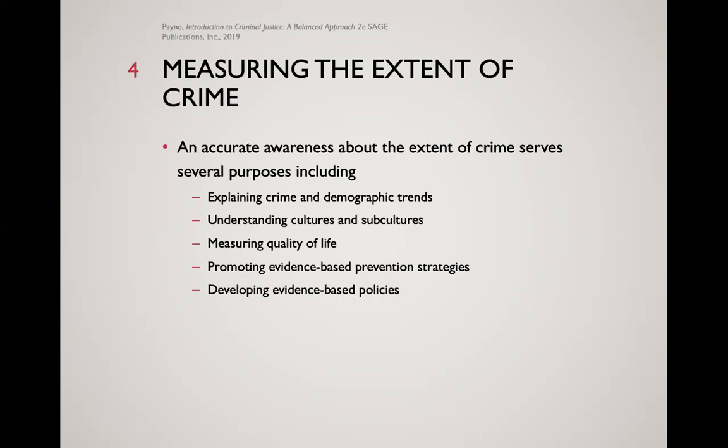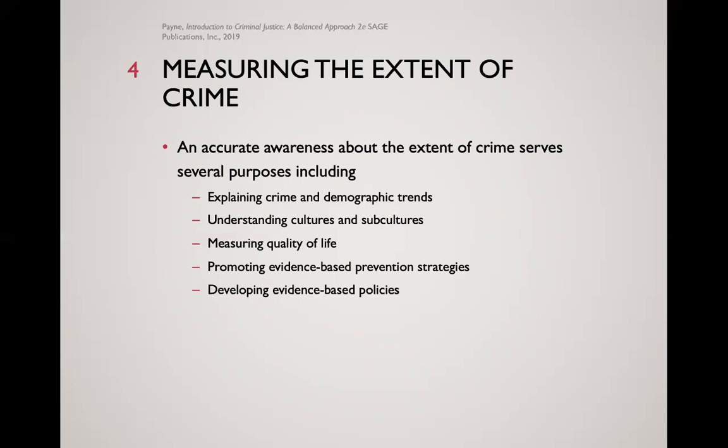The amount of crime in a neighborhood is the #1 correlate to how people interpret their quality of life. Okay, how well they're living, how well their neighborhood is living, the #1 correlate is the amount of crime. Promoting evidence-based prevention strategies. You will see that no matter what you do in criminal justice now, everything pretty much has to be evidence-based. There's nobody pulling stuff out of a hat and trying out a certain policy just because they feel like it. Everything is evidence-based now, as well as developing evidence-based policies.